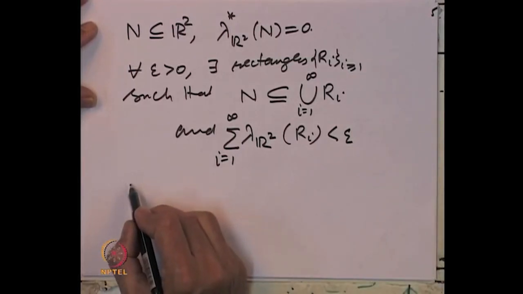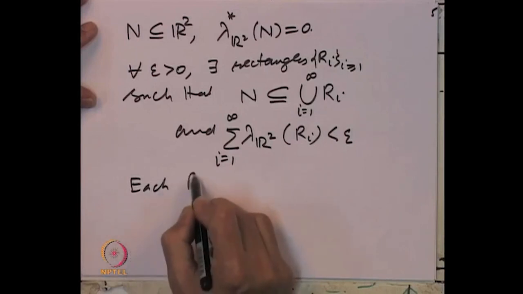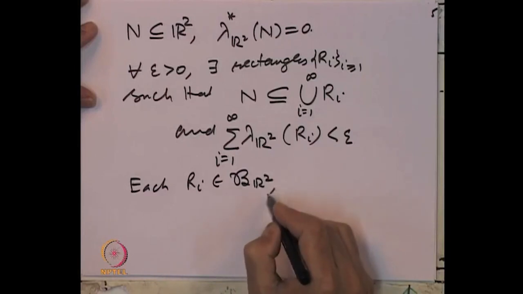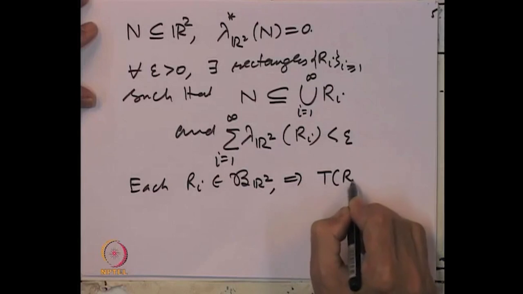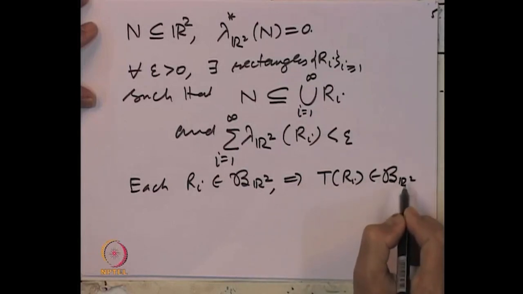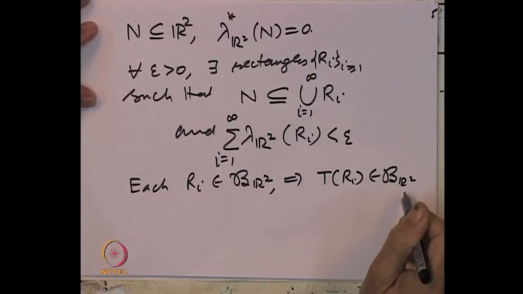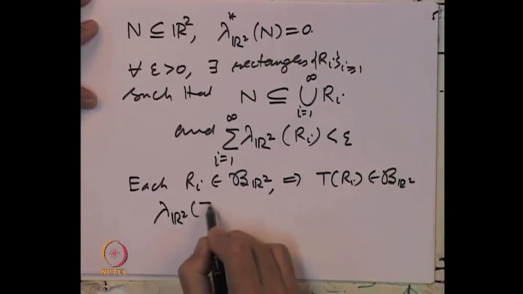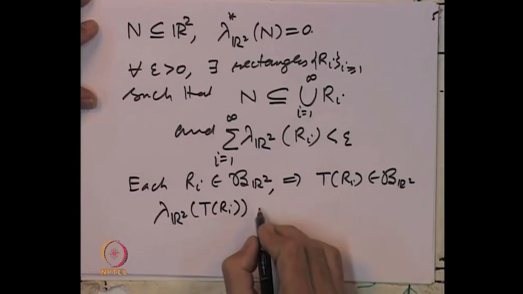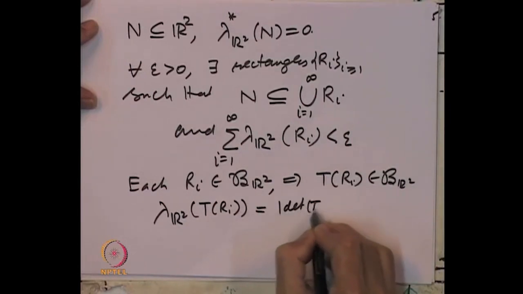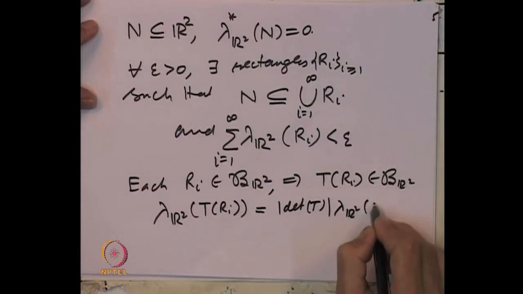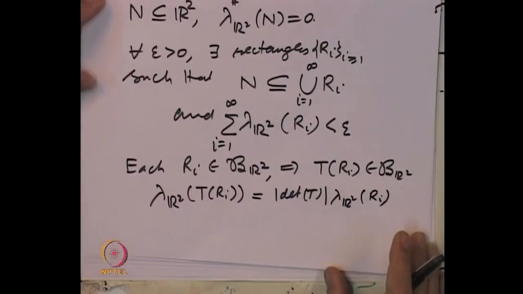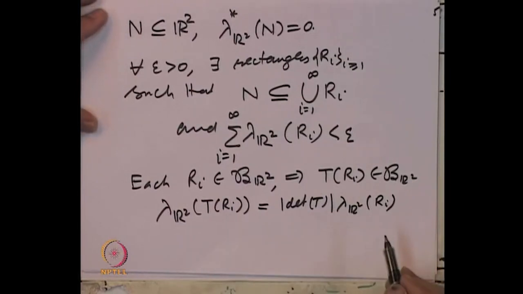But note now, each R_i is a rectangle, so it is a Borel set, a Borel subset of R 2. So, that implies the T of R_i also is a Borel subset of R 2 for a non-singular linear transformation T. If T is non-singular, the Lebesgue measure of T of R_i, by what we have proved just now, is equal to the determinant of T times the Lebesgue measure of R_i. That is what we just proved for Borel sets, this property holds.